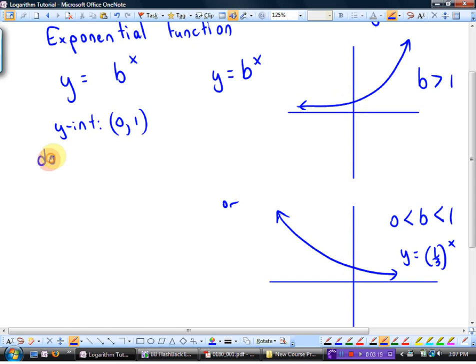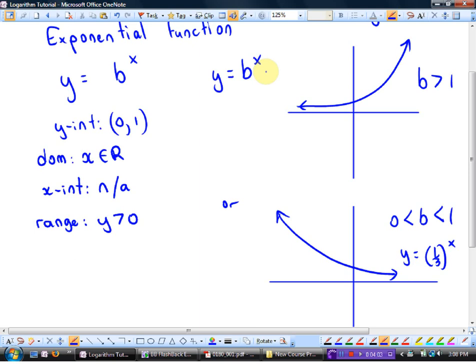They all had a domain of all reals. The x-intercept, no x-intercept. The range was y greater than, but not touching 0. Now you can decide whether you want to memorize this, or if you memorize the graph, I think those are pretty obvious from the graph and from the equation. You can decide whether you want to memorize or derive it.